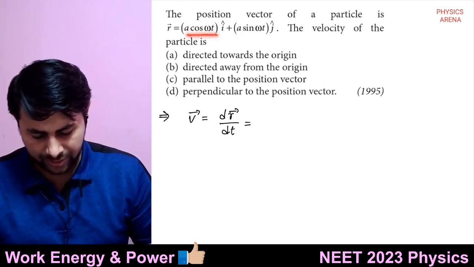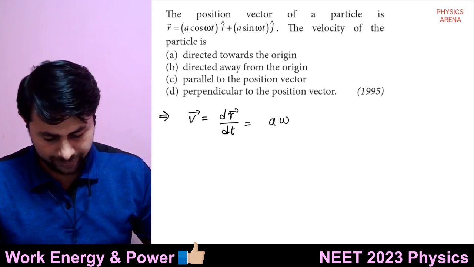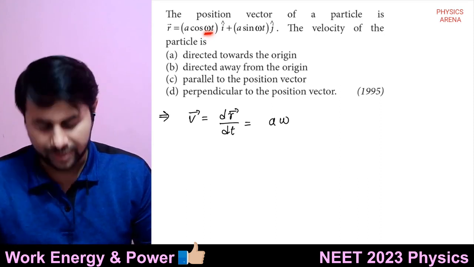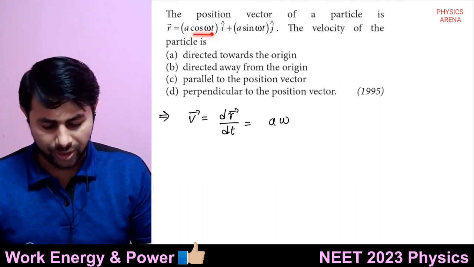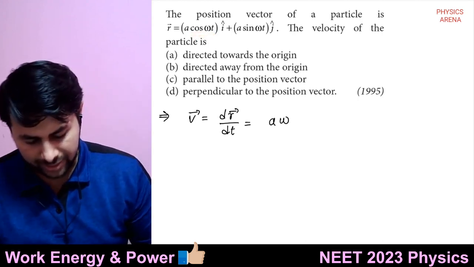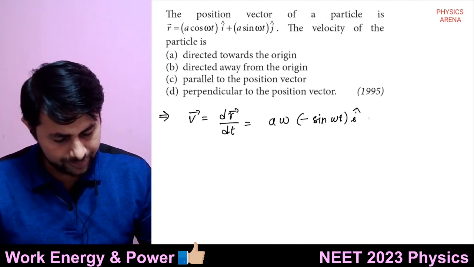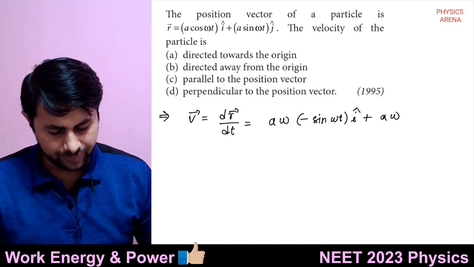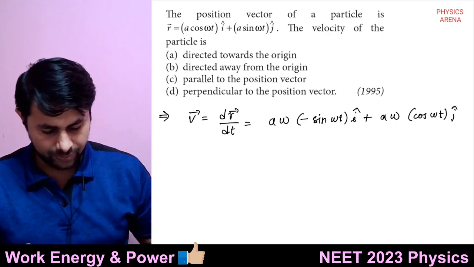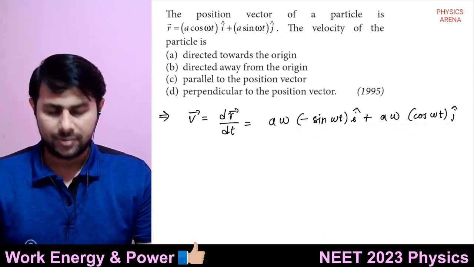What will be the derivative of this? It is a times omega. Why am I taking omega out? Because it is omega t. I'm taking the derivative of cos of omega t. It will be omega multiplied by minus sine omega t by the chain rule, multiplied by i cap, plus a times omega multiplied by cos of omega t into j cap. Is this thing clear? This is by the chain rule.